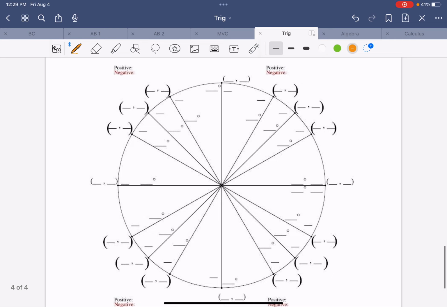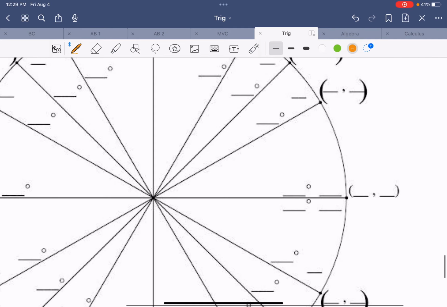Also, whenever you're using the unit circle to try to solve trig problems, which you'll see in the video after this, you'll want to use this method just to pick out the pieces that you need from the unit circle. Okay, so here we go.